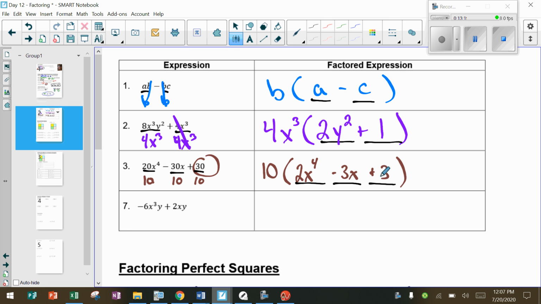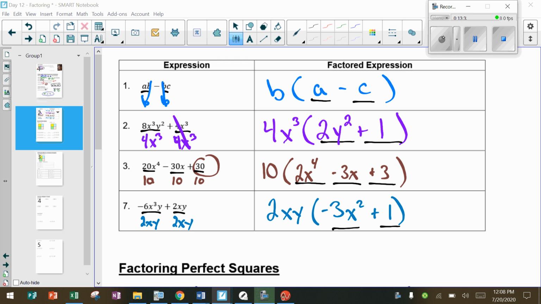Now to check any of these, you can just use your distributive property and multiply it back in, and you should get back to where you started. Okay, so pause this, try number 7, and then we'll see how you did, and then move on. Pause it, try it, and then come back. Welcome back. Hopefully you did it right. I found the GCF was 2. They both have an x in common and a y in common, so it's 2xy. Divided the 2xy into each of the 2 original terms, and I had my final factored form.